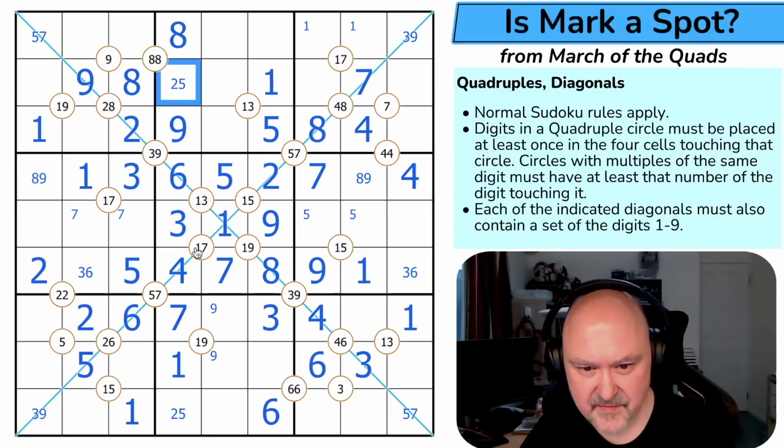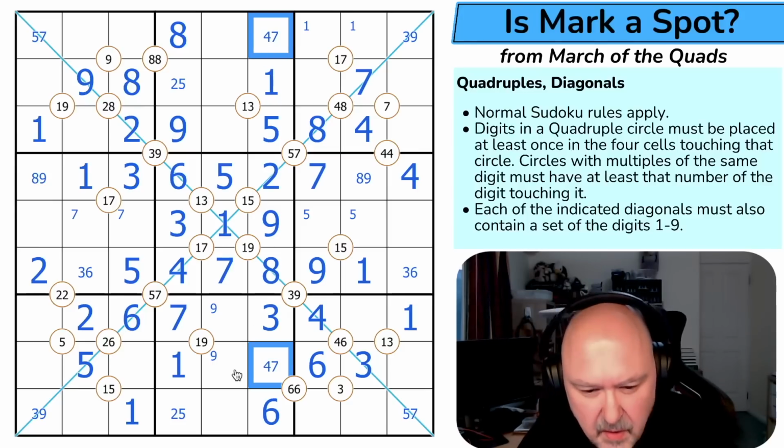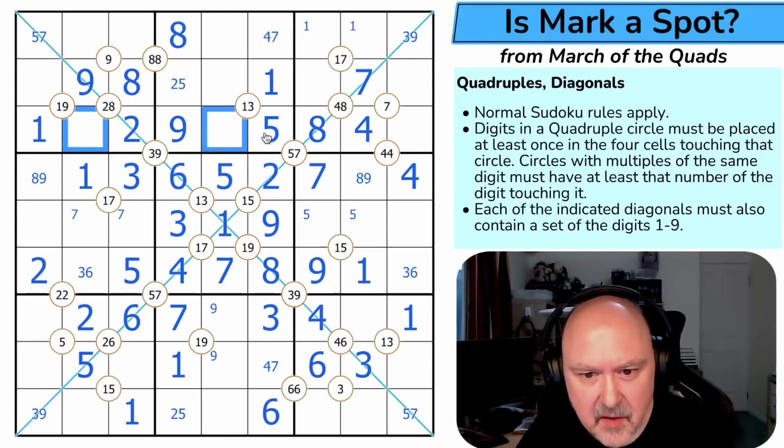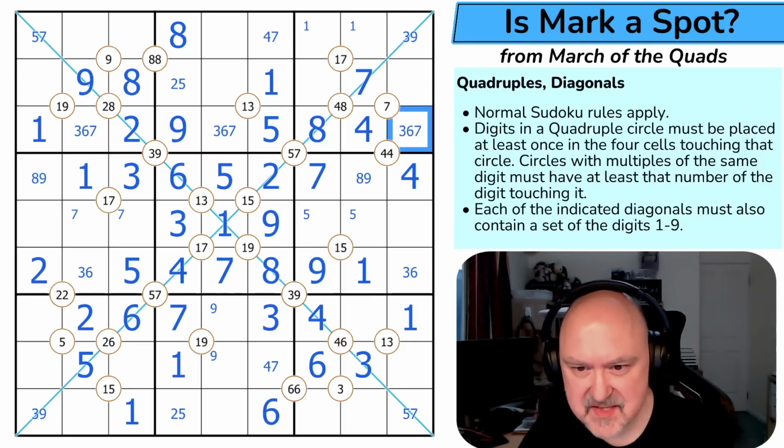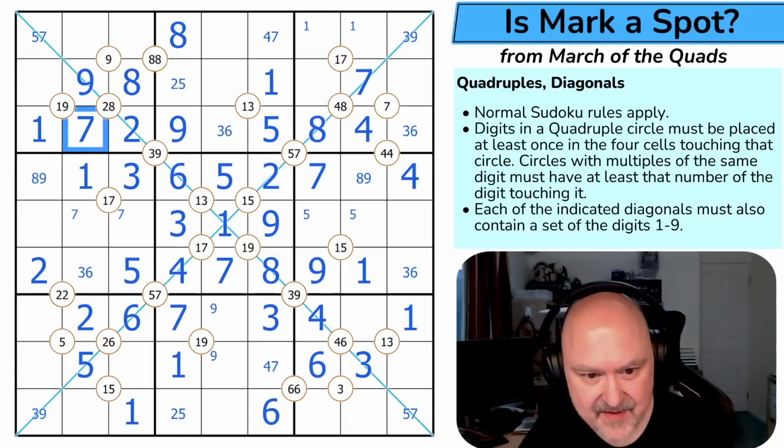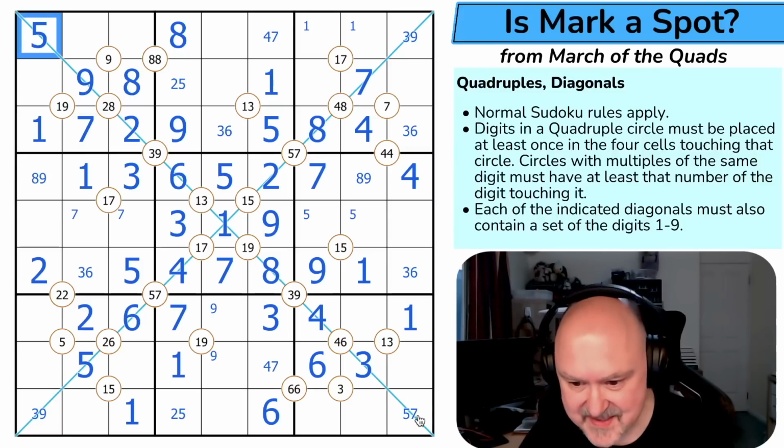These are 2 and 5. This is a pair. 1, 2, 3, 4, 5, 6, 7, 8, 9. So these are 4 and 7. It's not collapsing. 1, 2, 3, 4, 5, 6, 7. 3, 6, 7. Well, there's no 7 here. And there's no 7 here. This is the 7, which makes this the 5, which makes this the 7.